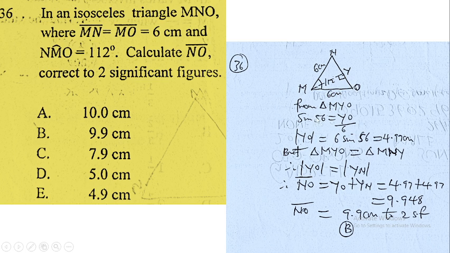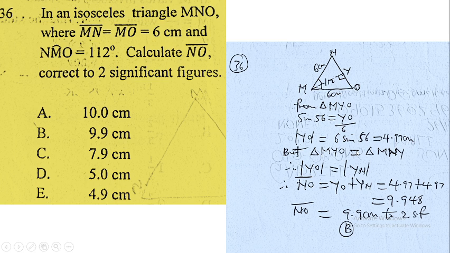So then we can use sine 56 equals to this side over this 6, and that will give us sine 56 equals to YO, which is this side over 6. Then cross multiply, we have YO is equal to 6 sine 56, and that will give us 4.97.